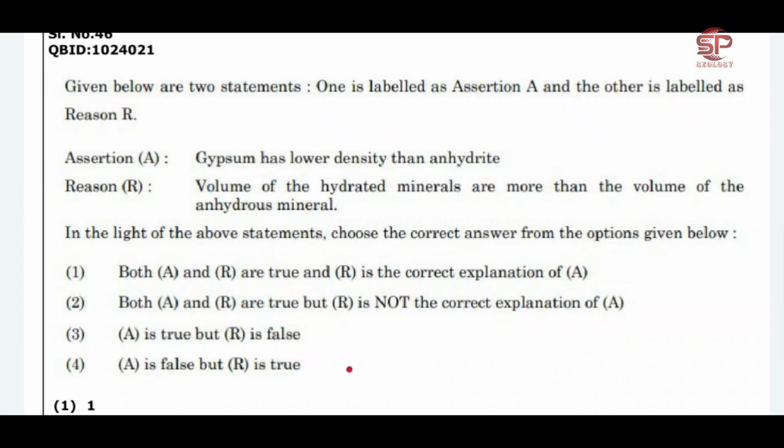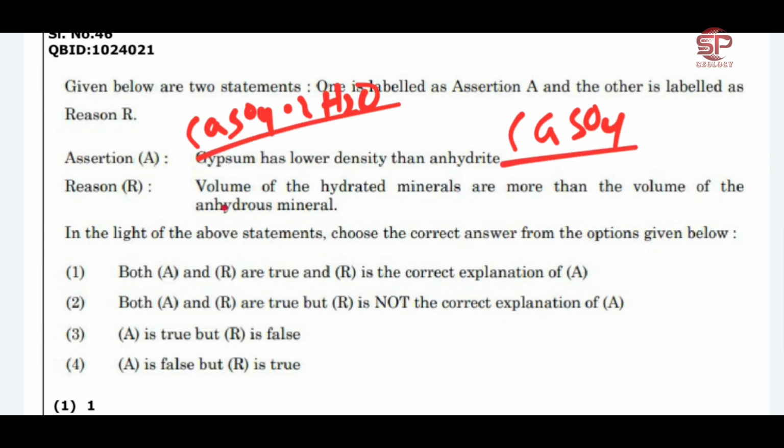Gypsum has lower density than anhydrite. It is correct, because gypsum has the formula CaSO4·2H2O, while anhydrite is only CaSO4. The volume of the hydrated mineral is more than the volume of the anhydrous mineral. Obviously, the hydrated mineral which contains water would have more volume than the anhydrous mineral. The formula of density is mass by volume, so if volume is more, then density will be less. That's why gypsum has lower density than anhydrite. So both A and R are true, and R is the correct explanation for A.